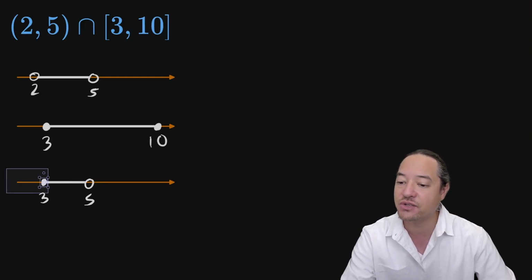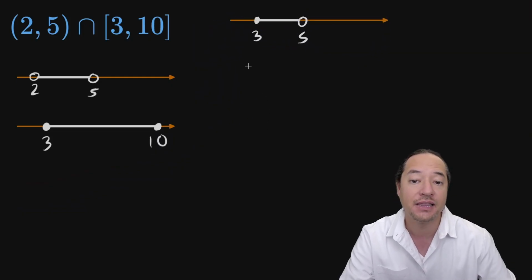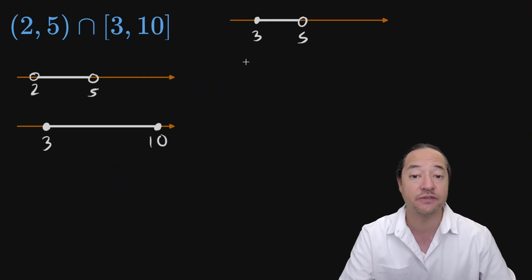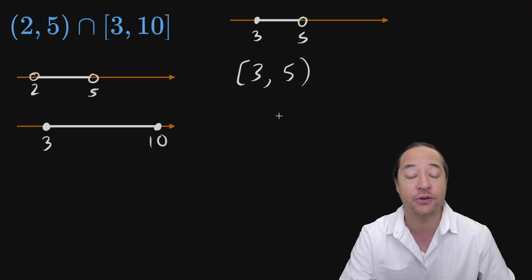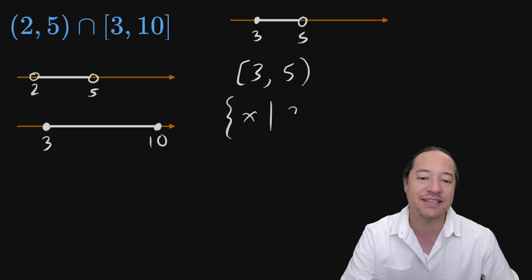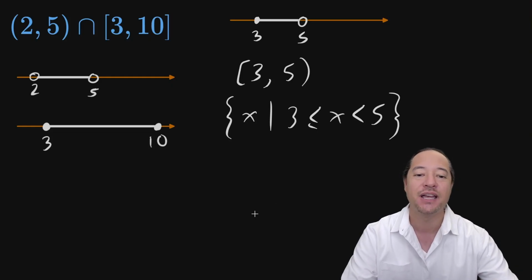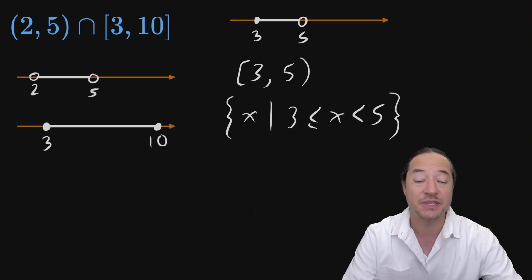Okay, so this is going to represent the intersection of those two intervals. Let's write this in interval notation form. So this is a closed boundary here from 3 to 5. That's an open boundary. And in set builder notation, that'll be all x such that 3 is less than or equal to x is less than 5. Okay, so there we go. That's the set we get from the intersection of those two sets. Let's look at the next one.